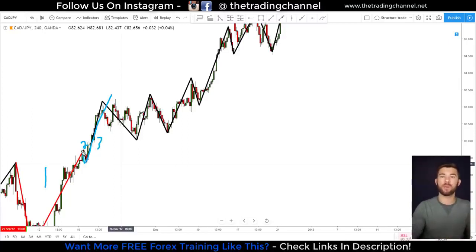Okay, we're trending. What are we looking for in a trending market? We're waiting on a pullback to our previous level of resistance. Do we get that right here? No, we do not. So next up, we get another push up that breaks and closes above our previous higher high. What does that mean? That means trend continuation.